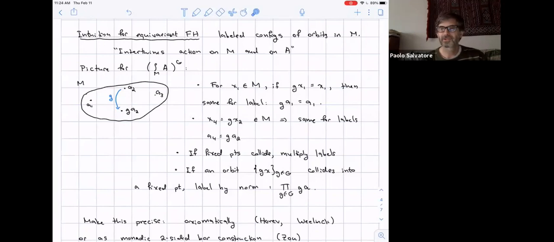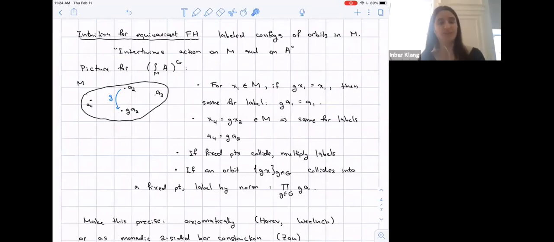But isn't the action a diagonal action both on points and on the label? Yeah, I guess you could think about it like that. We like to think of the fixed points as labeled configurations of orbits. But it's incorporating both the action on the manifold and the action on the algebra in that sense. Okay.